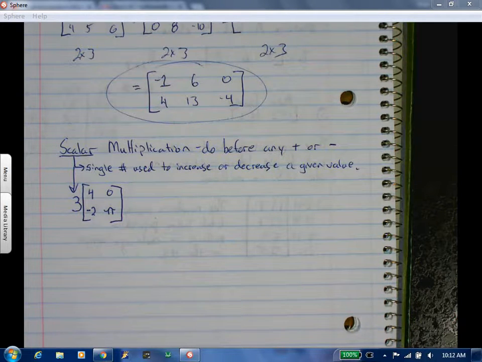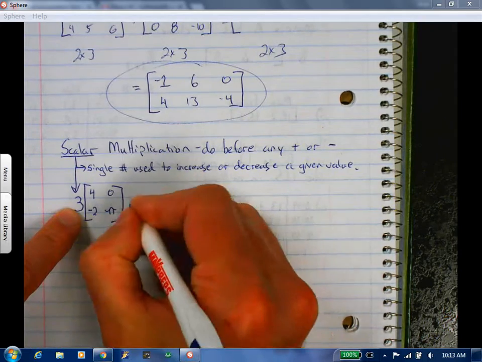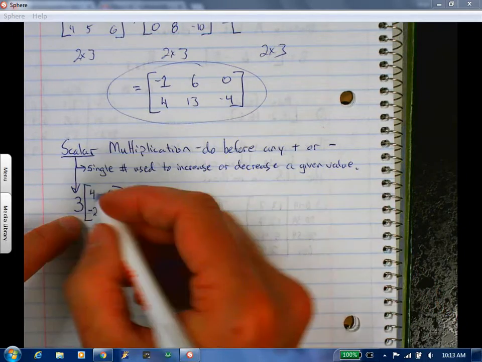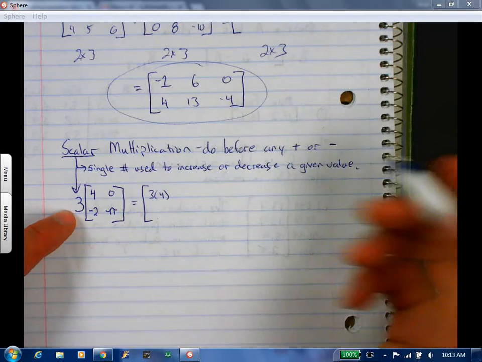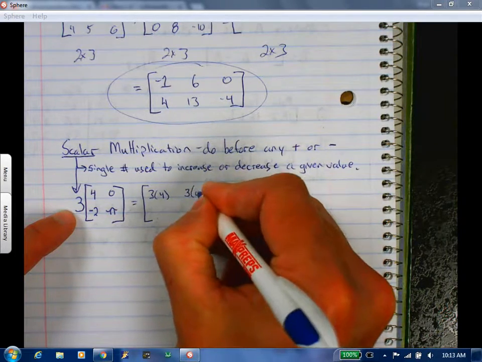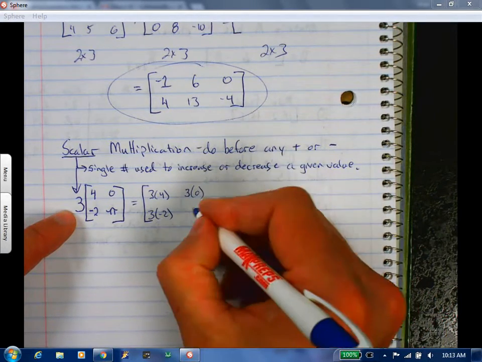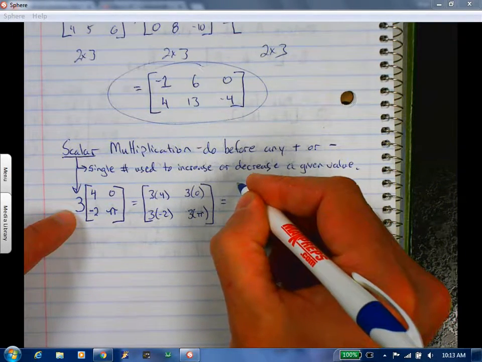So if we have a scalar in front, it's basically a big distributive property. So this 3 is going to go to all 4 elements. So you have to take 3 times 4, which is going to be 12. 3 times 0. 3 times negative 2. And pi. 3 times pi. Pi can be 2 different answers because 3.14 is different. Just leave it in terms of pi. So it'd be 12, 0, negative 6, and 3 pi.